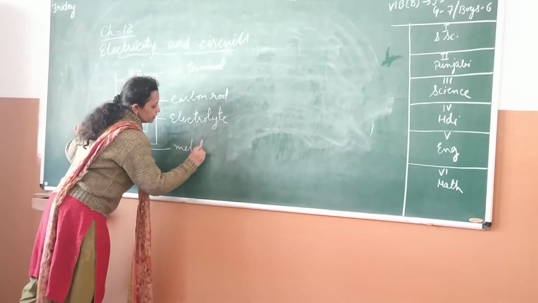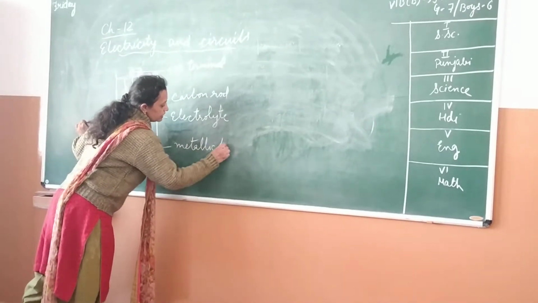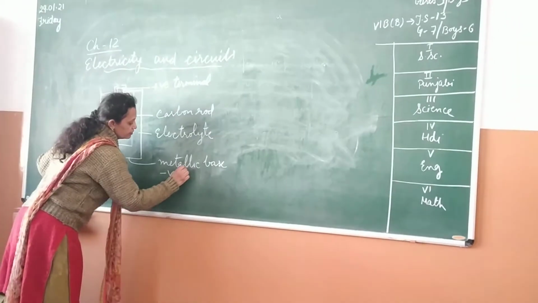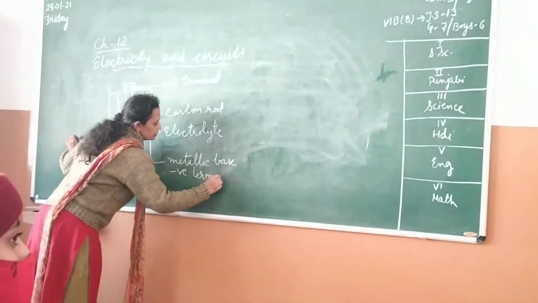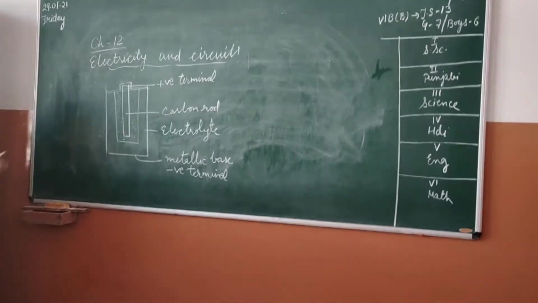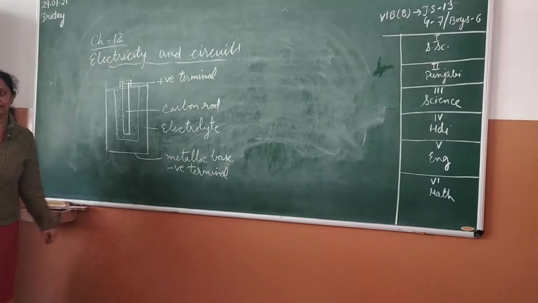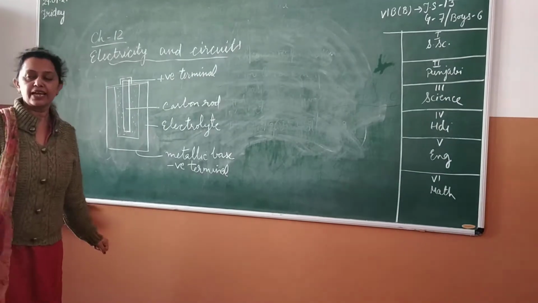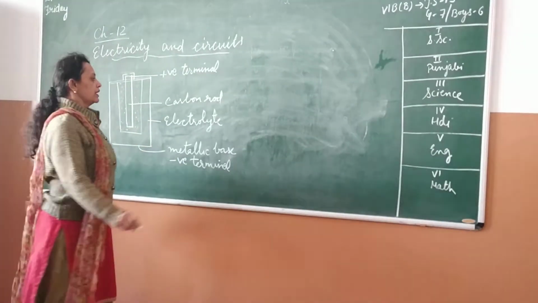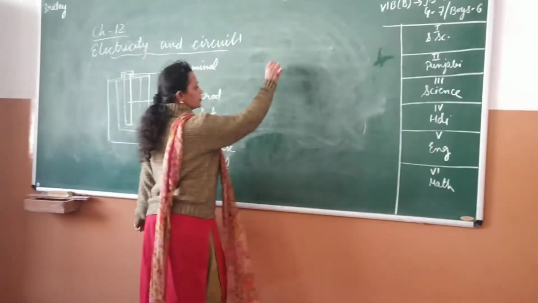This metallic base acts as the negative terminal. It acts as the negative terminal. You have to draw this diagram. Clear? And next we have done the circuit. Clear? In a circuit, various components we have done.